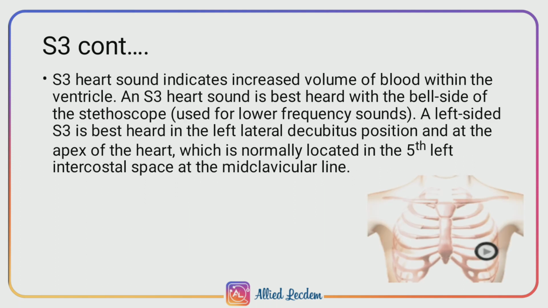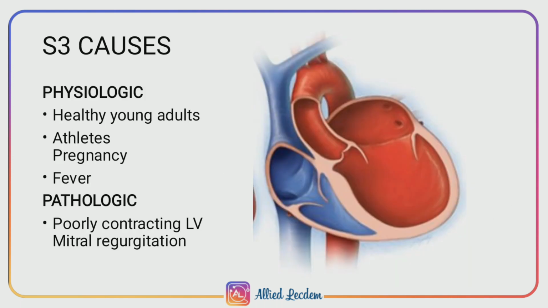S3 is a low-pitched sound and is heard with the bell side of the stethoscope. You can see a marker in the picture, the fifth intercostal space at the mid-clavicular line, which symbolizes the apex of the heart. It is the best location for hearing S3. S3 is physiologically normal in young adults, athletes, during pregnancy and fever, but it can also be pathological in conditions of a poorly contracting LV, as in DCM and mitral regurgitation.